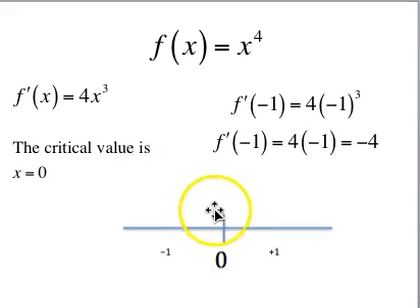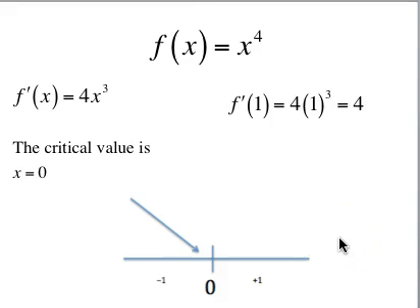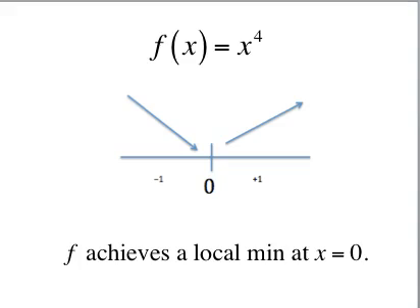On the interval from negative infinity to 0, the function is decreasing. And then plugging in 1 into the first derivative, f prime of 1 is 4 times 1 cubed, which is positive 4, so it's increasing there. Well, from the first derivative test, if it's decreasing to the left and increasing to the right, we know we have a min. So f will indeed achieve a local min at x equals 0.